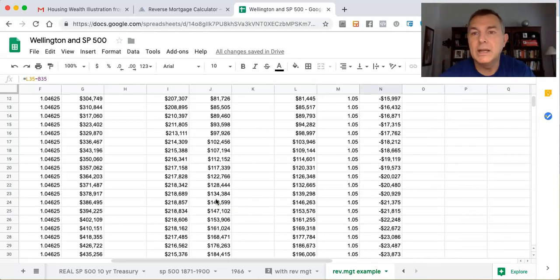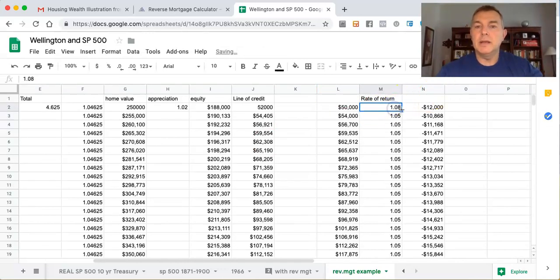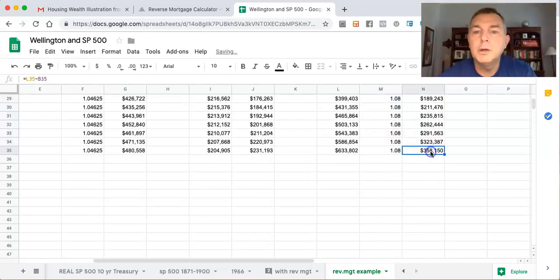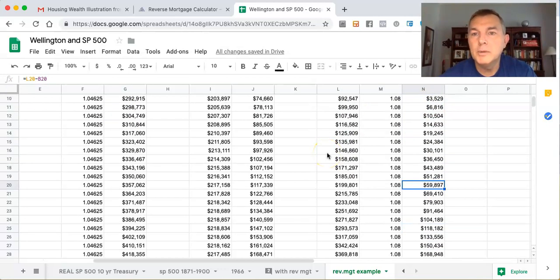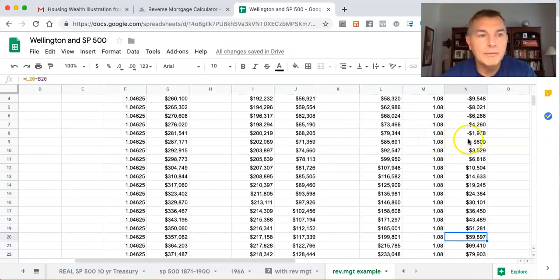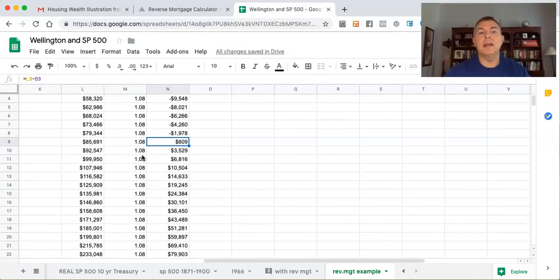Well, let's just say, what if I get 8%? Just for giggles, let's say 1.08. Where would I be by the time I'm 95? I'll have $358,000 more. By the time 18 years go by, I'll have $60,000 more. So I'll have more money in this after a year. That's 9 after 7 years. All right, so that's how that works.